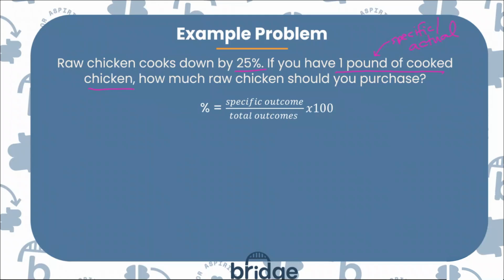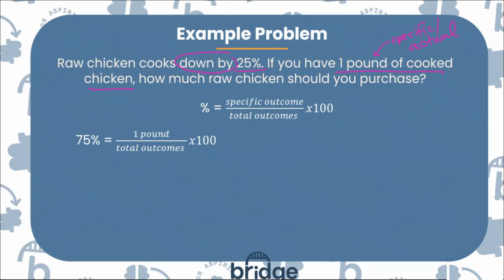But the percent here is not 25%. It says it cooks down by 25%. So what does that mean? Well, if you had, say, 10 pounds of chicken and it cooked down by 25%, then that means what you're left with is 75%. So 75% is equal to our specific outcomes, 1 pound, divided by our total outcomes.